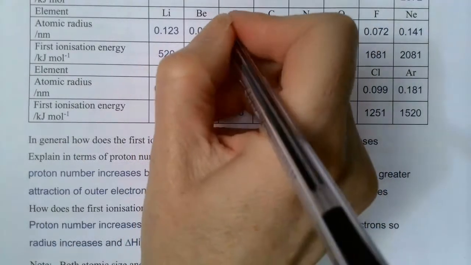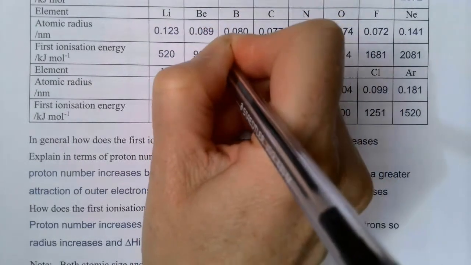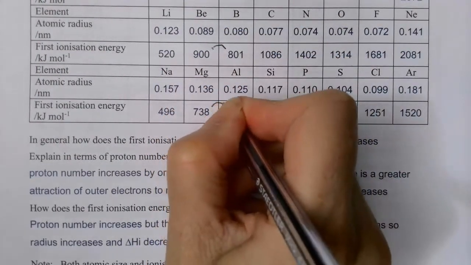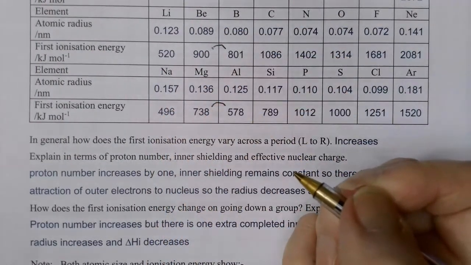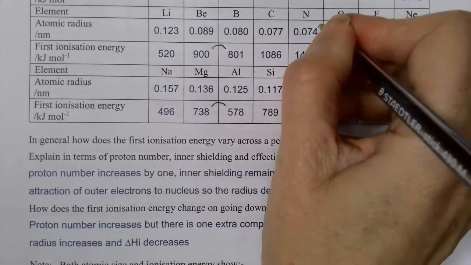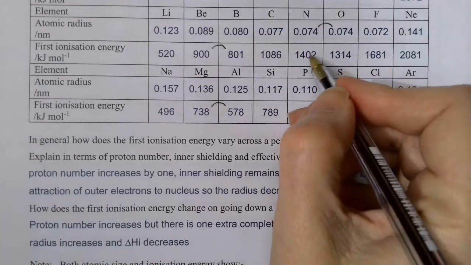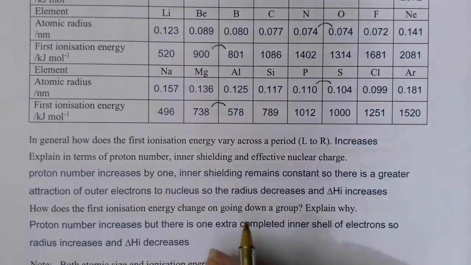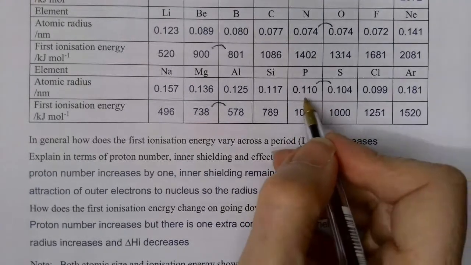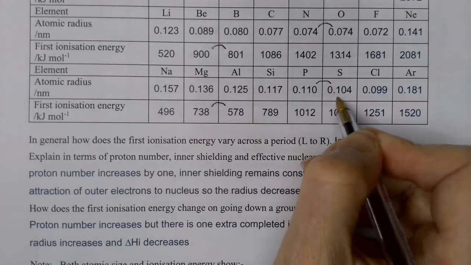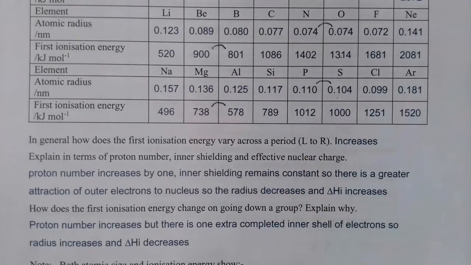So for example, between beryllium and boron, the ionization energy goes down. The same for magnesium and aluminium. There's also a bit of a blip between nitrogen and oxygen, and phosphorus and sulfur. So in both cases, the ionization energies go down, even though the atomic radii goes down, so you expect it to become harder to remove the electron, and the proton number goes up. And we're going to look at that in the next couple of pages.